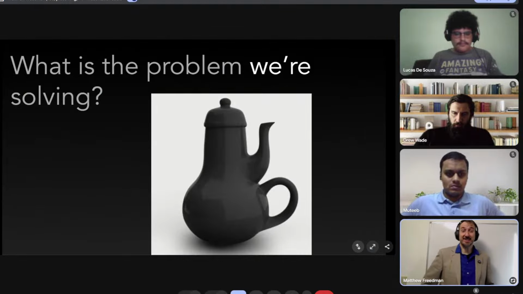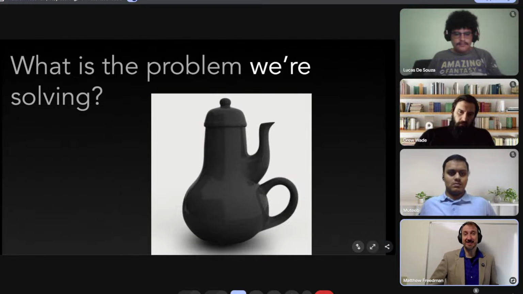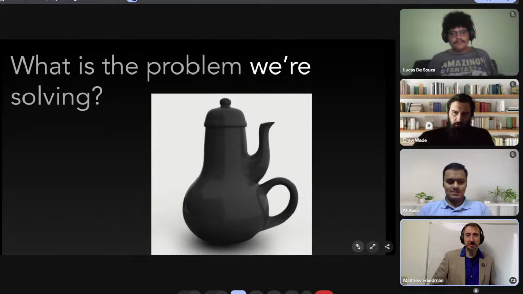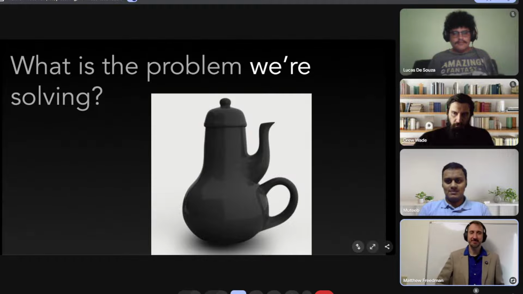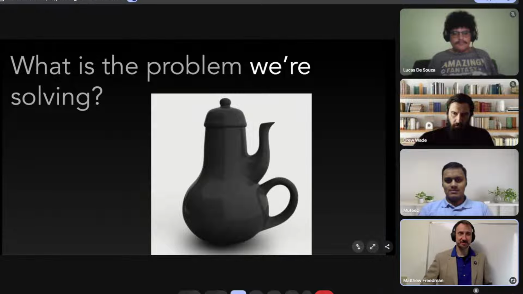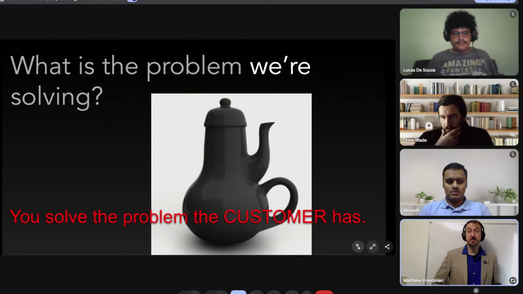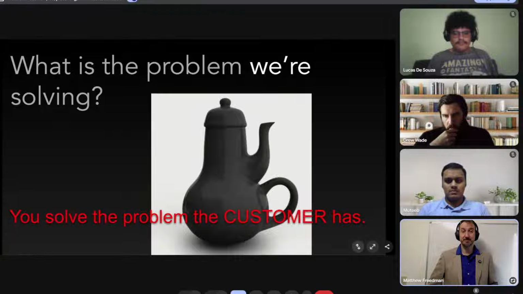So here's a classic bad design of a terribly designed teapot. So what's the problem that we're solving here? Of course, it's that when the person goes to pour water out of the teapot, they're getting hot water on their hand. It's a terribly designed teapot. This is a miserable experience. So you want to be solving the problem specifically that the customer has.